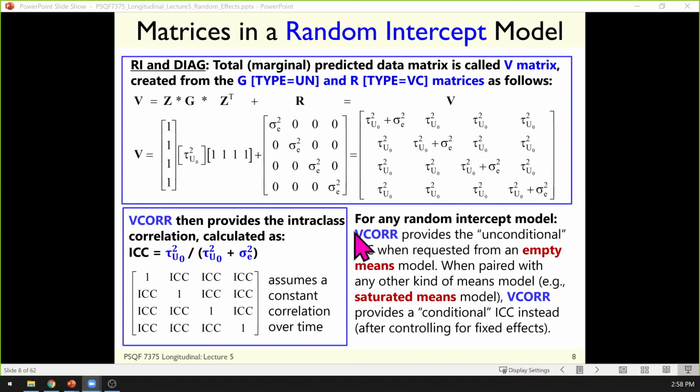All right. So either way, if you only have a random intercept, the pattern that you're predicting in terms of the total overall variance and covariance is compound symmetry.